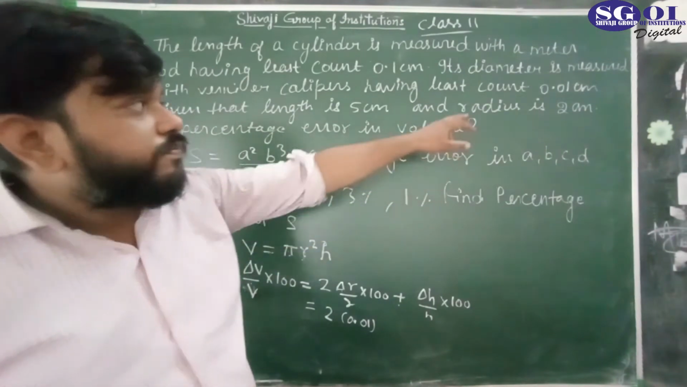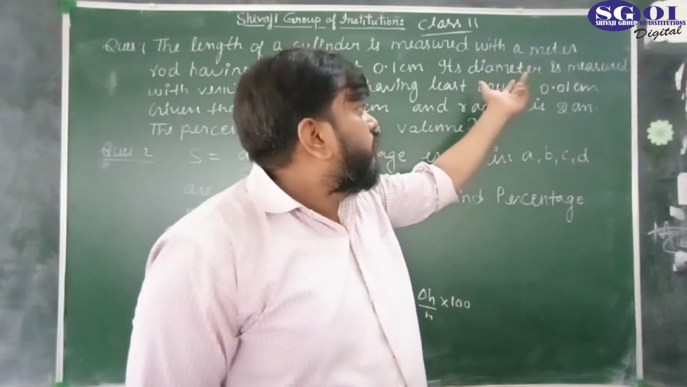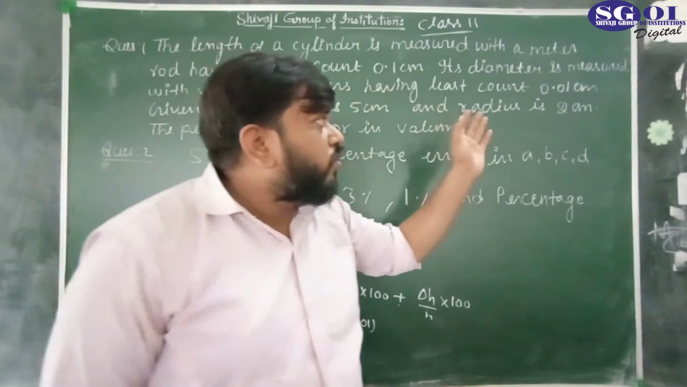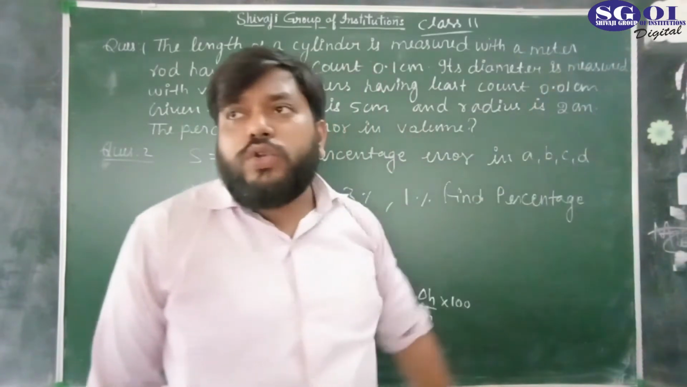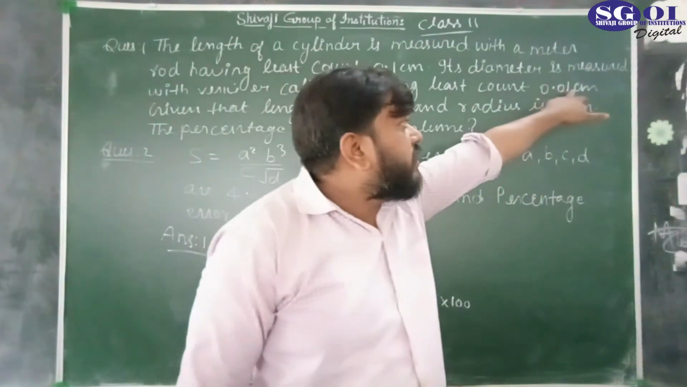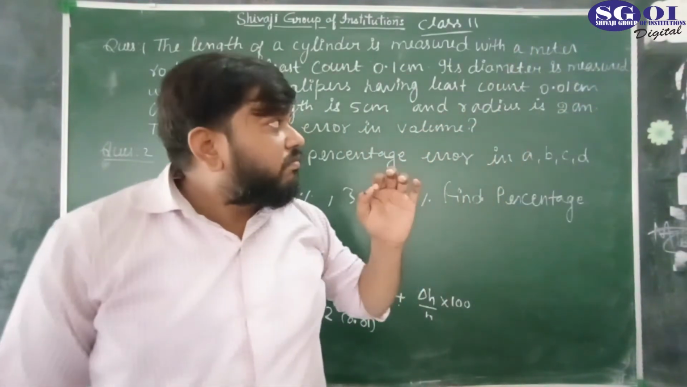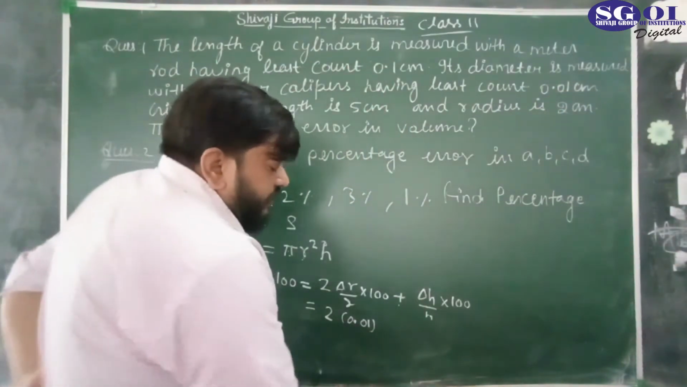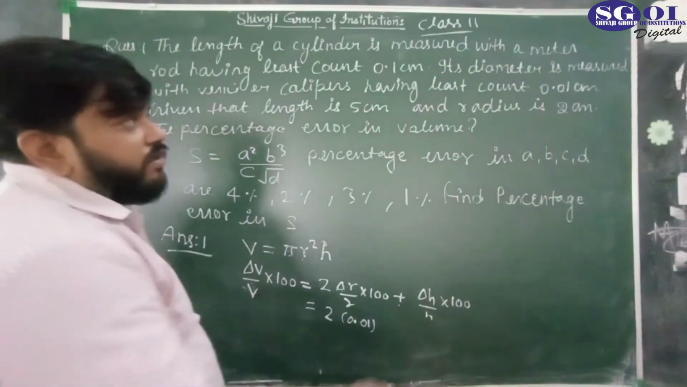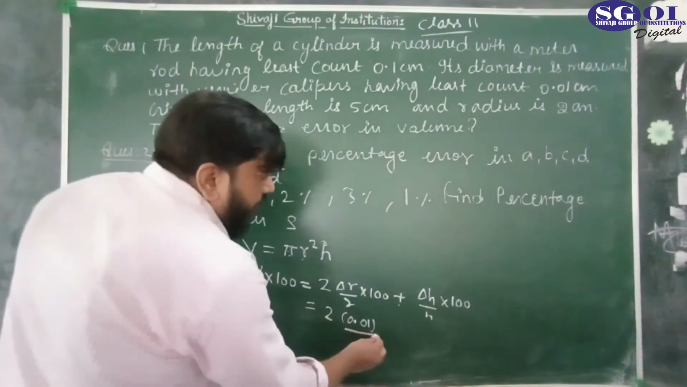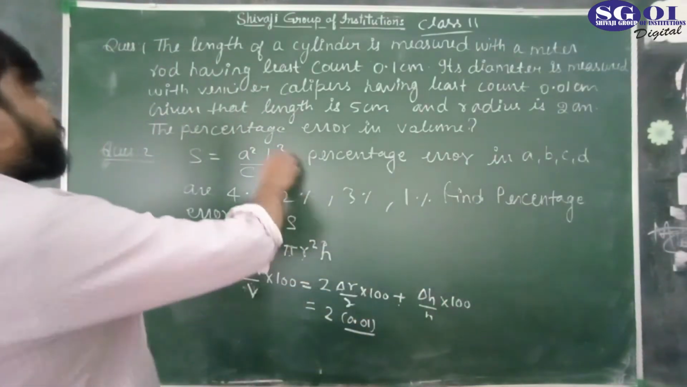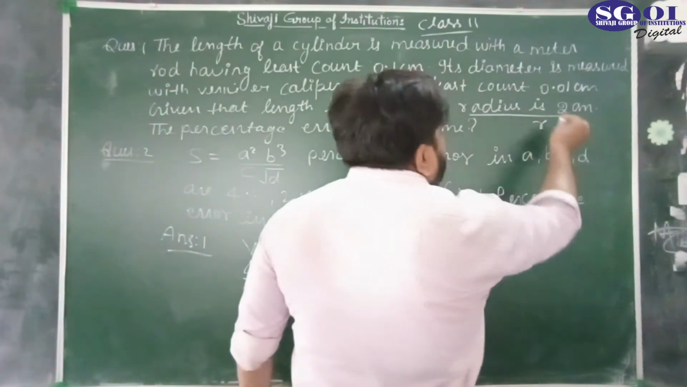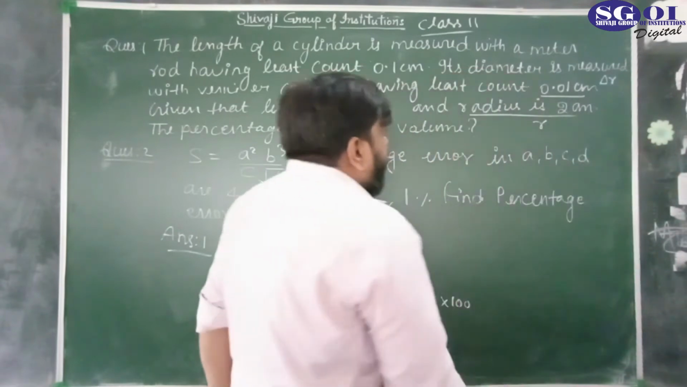This is the minimum value measured by this instrument, the vernier calipers, and you can see that vernier calipers is able to take reading up to 2 decimal points, and the maximum error is 0.01 centimeter. So this is 0.01 centimeter error in the reading taken by the vernier caliper. And what about r? Radius is given 2 centimeter, so this is radius r, and this would be delta r.